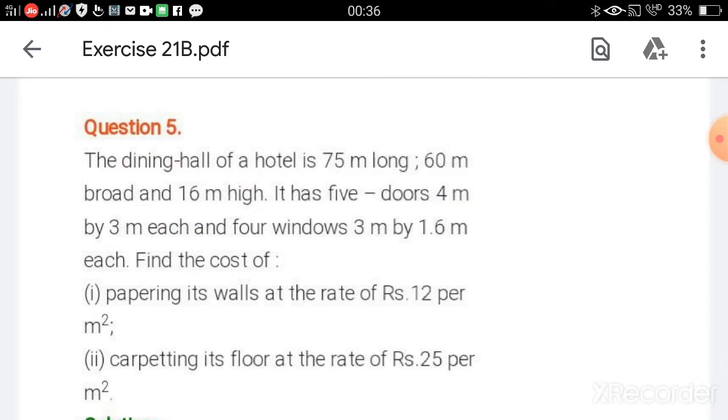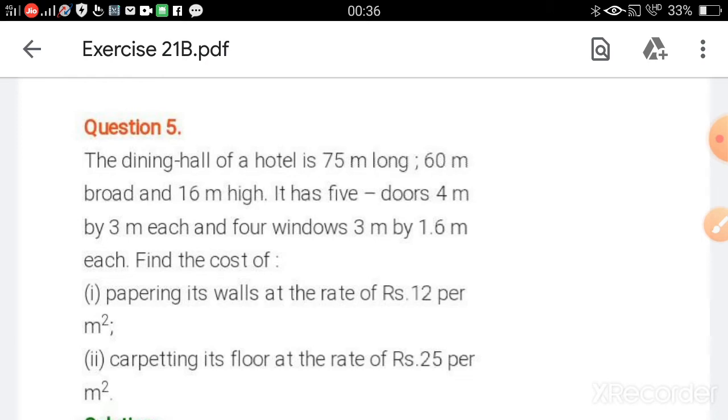So we have to find, it has 5 doors, 4 meter by 3 meter each, and 4 windows, 3 meter by 1.6 meter each.